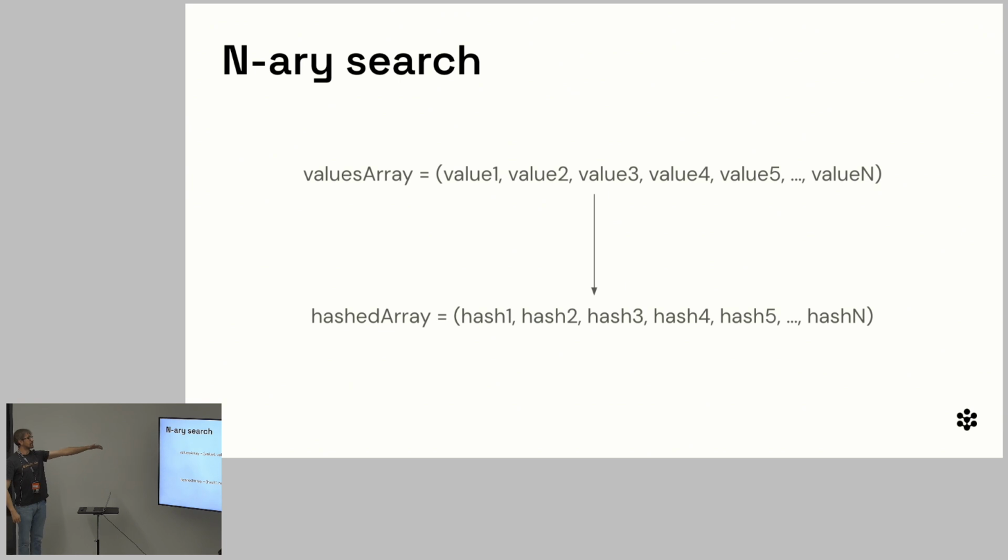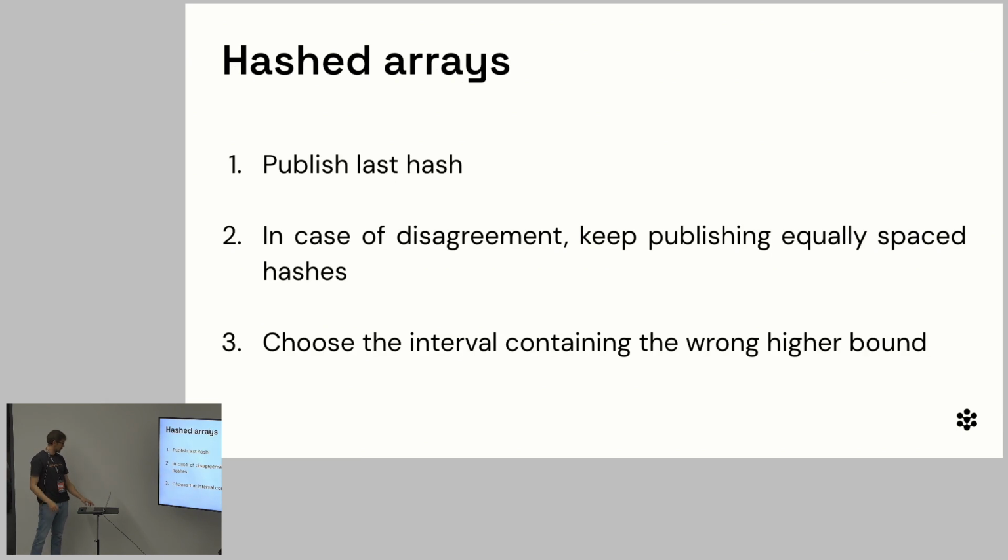Keeping that in mind, what we can do is take an array of values and transform it into an array of hashes. With this array of hashes, if we are not sure of having the same values, we publish the last hash: I publish my hash, and the counterparty looks at this hash. If both hashes are equal, we can say that all the values in the array were equal, just from the property we saw before.